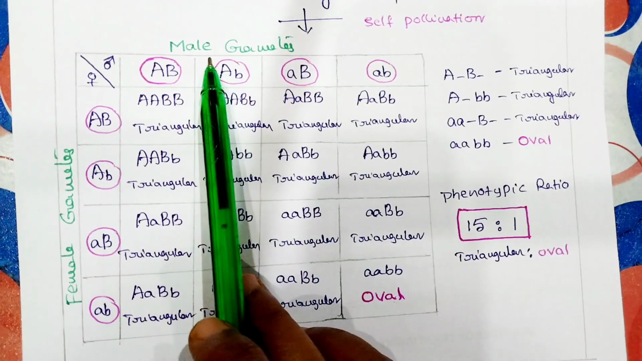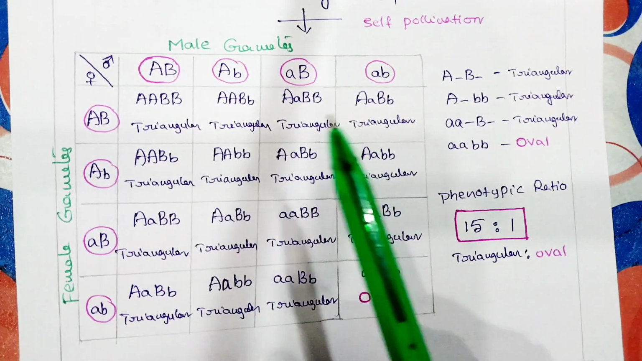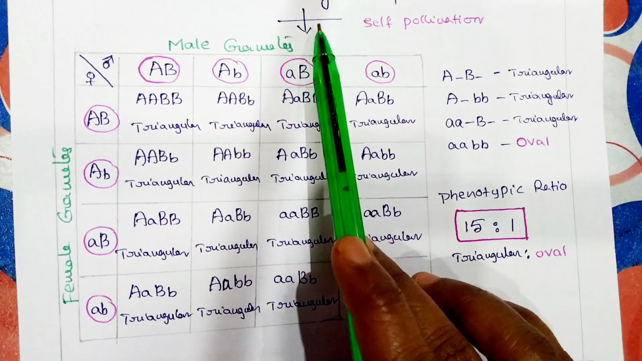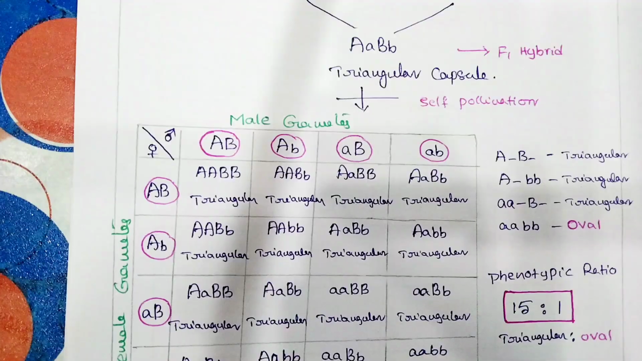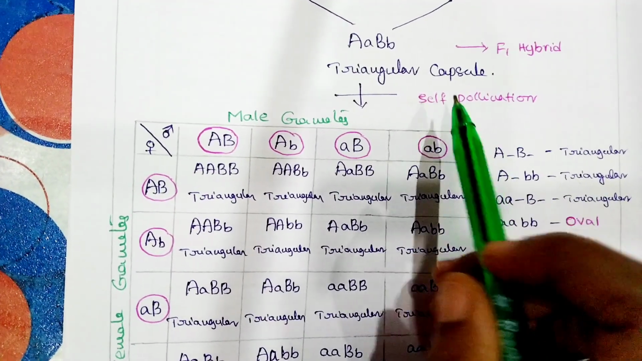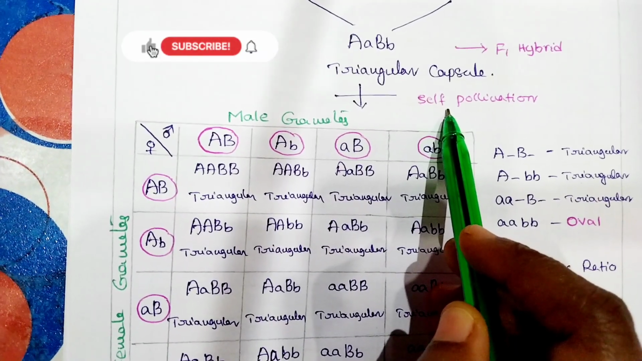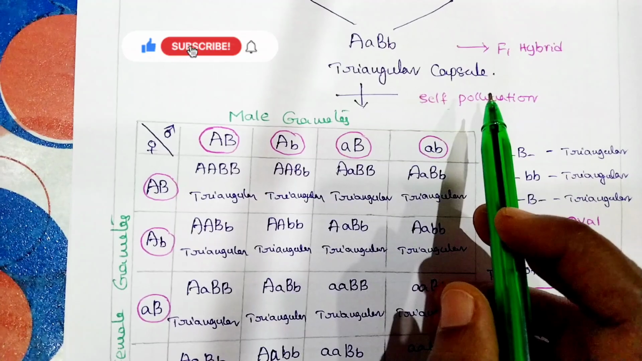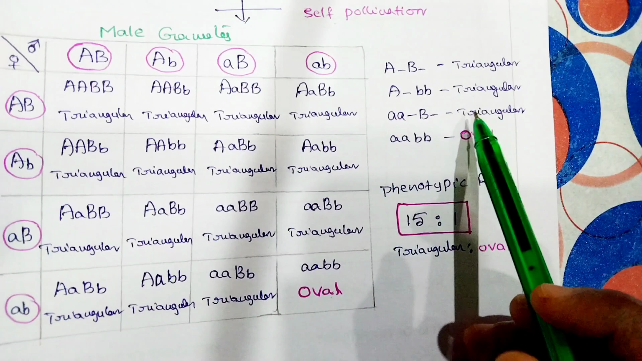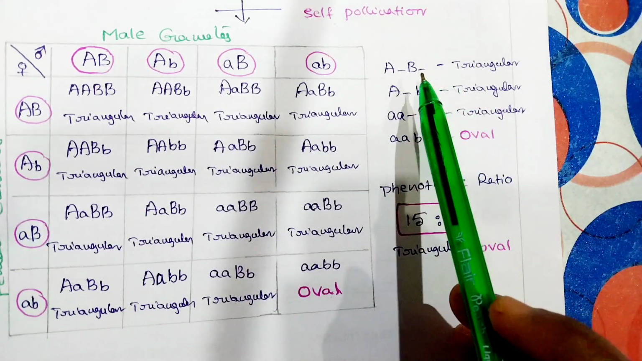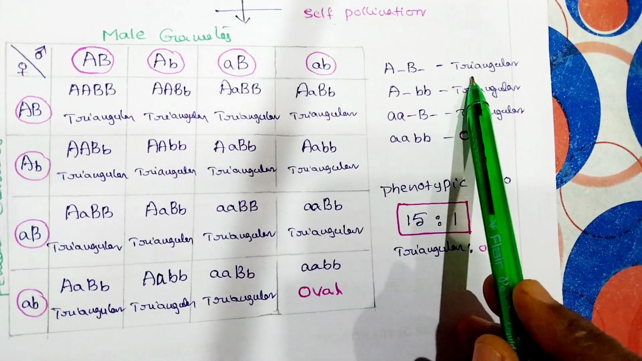These are the male gametes produced from the male parent. That means the F1 individual is going to self-pollinate. When F1 individuals are allowed to self-pollinate, we are going to get the F2 progeny. Before going to the F2 progeny, you have to remember these situations. When both the genes are present, they will produce triangular capsule.